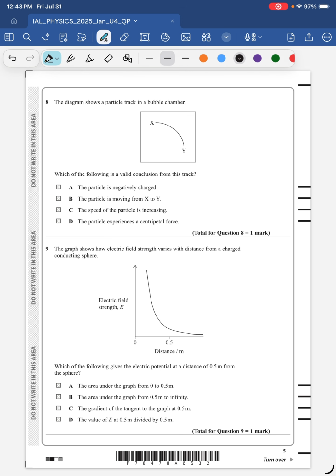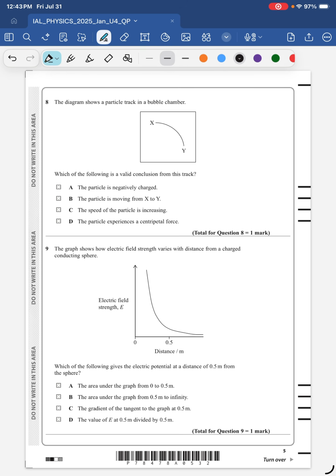B, the particle is moving from X to Y. Again, we don't know because we don't know the charge of the particle. C, the speed of the particle is increasing. It doesn't appear so because that's the arc of a circle, so that's wrong. If the speed increases, then we will see something like a spiral with increasing radius, so C is not correct.